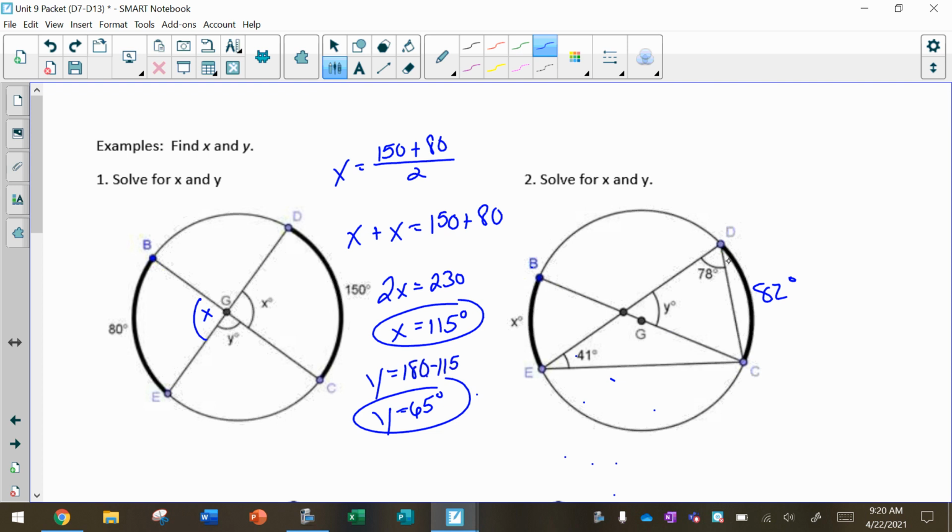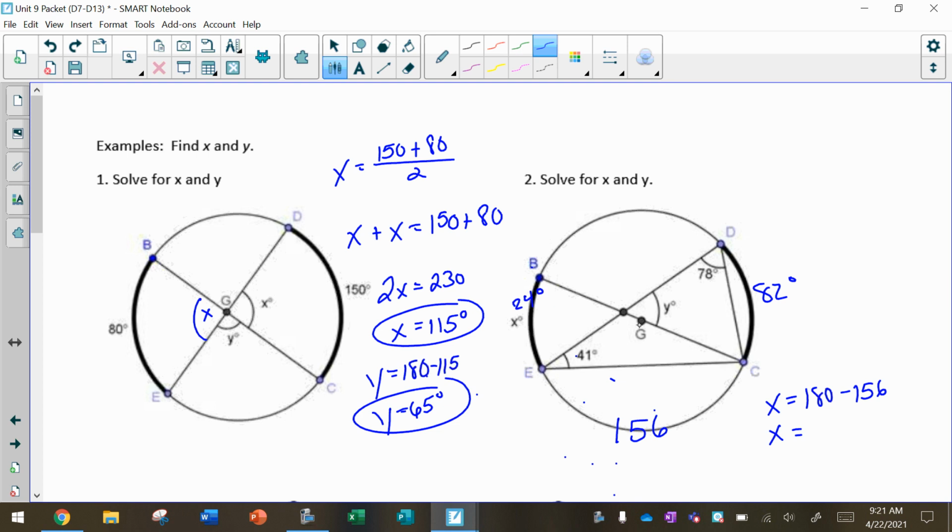Well, this is a 78-degree inscribed angle, so 78 times 2 would mean that this arc from E to C is 156. All right. Now here, BC is going through the center. So I know that BC is a diameter. So I know that this entire arc from B to C has to be 180. So x equals 180 minus 156. So x is 180 minus 156, which is 24.